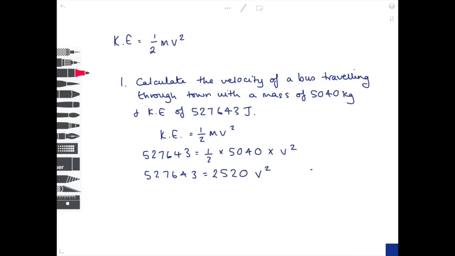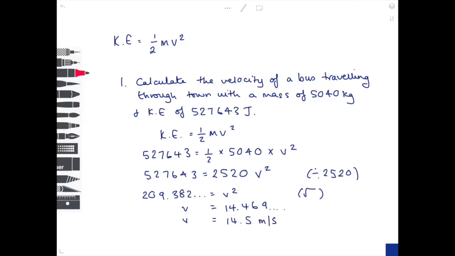Now we need to get v squared by itself, so the way in which we do that is divide both sides by 2520. So I'm going to do 527,643 divided by 2,520, which gives me a value of 209.382... equals v squared, and then we just need to square root to make sure we just get a value for v. So v equals 14.469. Notice I haven't rounded too early. I'm now going to round to 3 sig fig, so it becomes 14.5, and it's a velocity, which means the unit's meters per second.